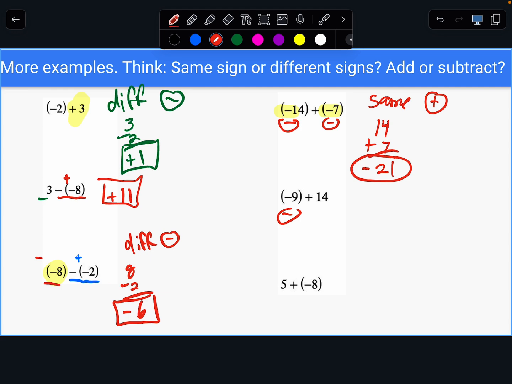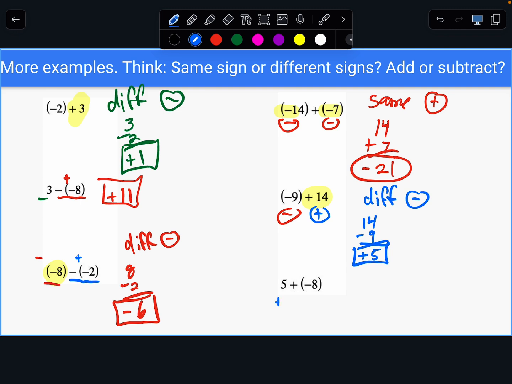Next, we have a negative. We have a positive. Those are different signs, right? Those are opposite signs. Different signs means that we subtract. We always take the bigger number minus the small one. So 14 minus 9 gives us an answer of 5. Then we look at the bigger number. We see the bigger number is 14. And since the 14 is positive, that means our answer is going to be positive.